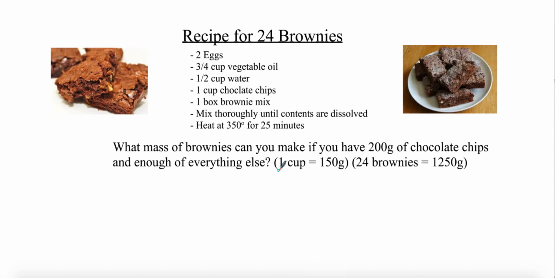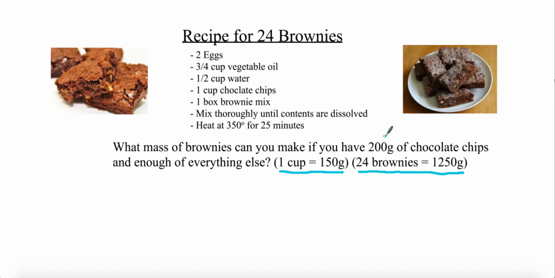Now, things to keep in mind here. 1 cup of chocolate chips is 150 grams, and my 24 brownies would have a mass of 1,250 grams. Seems a little daunting at first, but just taking a minute to think about it, truly not all that difficult. So I want to know what the mass of brownies will be that I can make, judging by the starting amount of ingredients.